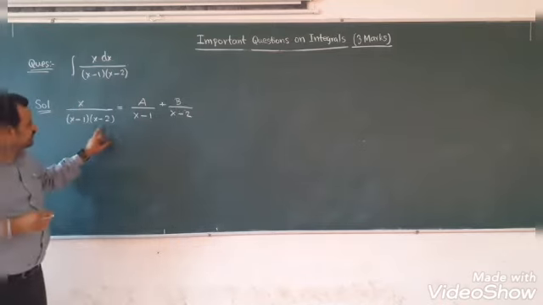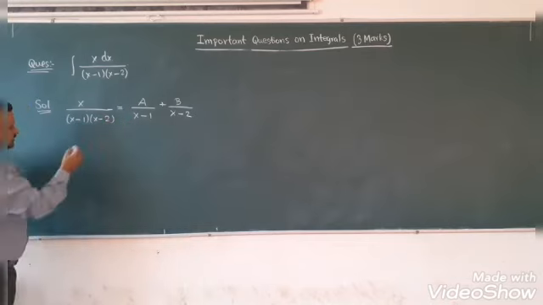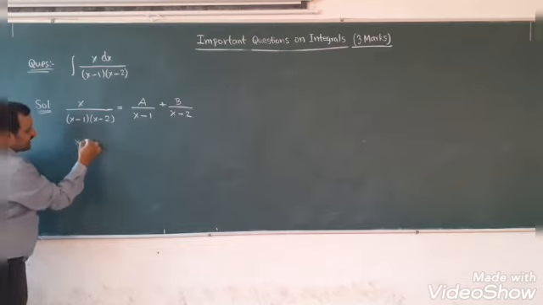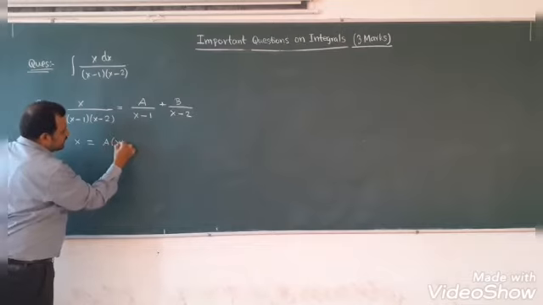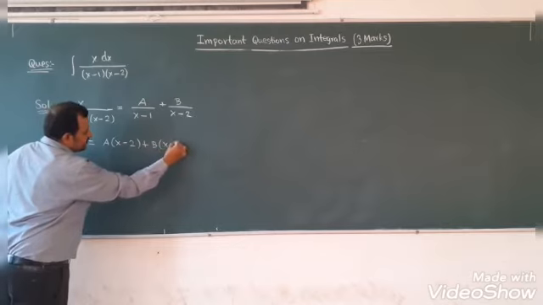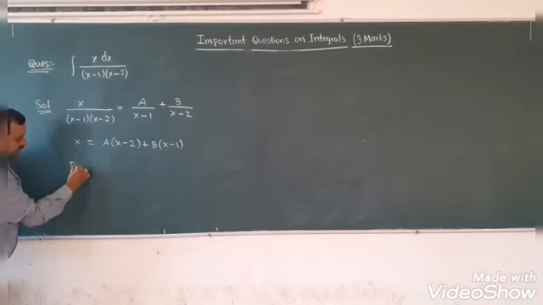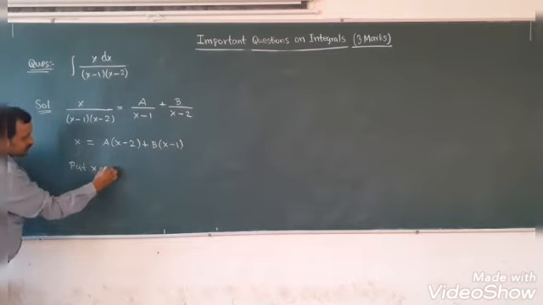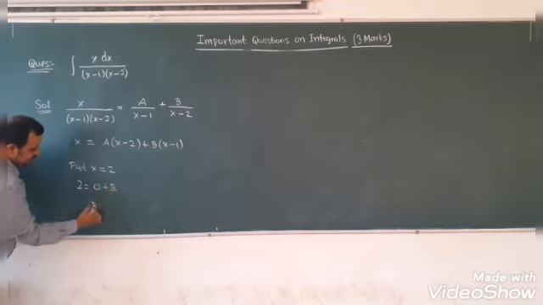After taking LCM, the denominator will get cancelled. So I am not writing all the steps. Take LCM and the denominator will get cancelled. So x is equal to a into (x minus 2) plus b into (x minus 1). Now we want a and b, put x is equal to 2. So 2 equal to, 2 minus 2 is 0, 2 minus 1 is 1, so I can say b. So b is equal to 2.